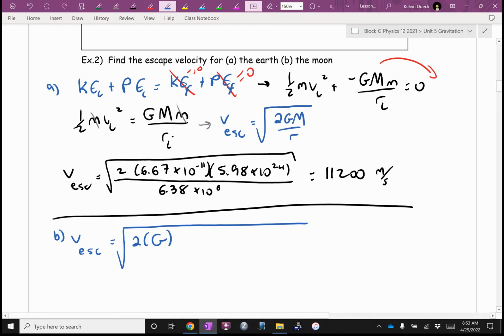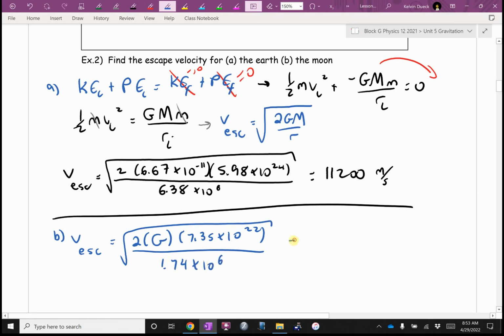Taryn. 7.35 times 10 to the, you said 22? Yes. Okay. And we're starting from the surface of the moon, so what's the radius of the moon? 1.74 times 10 to the 6. Okay.